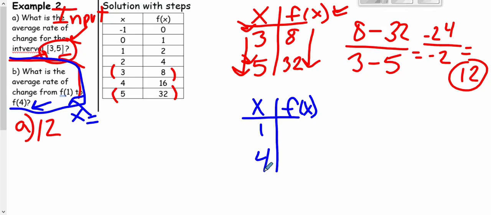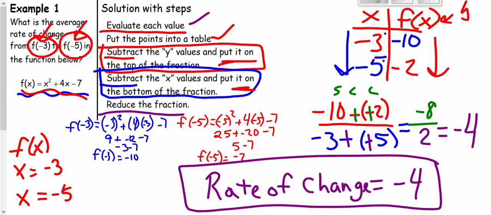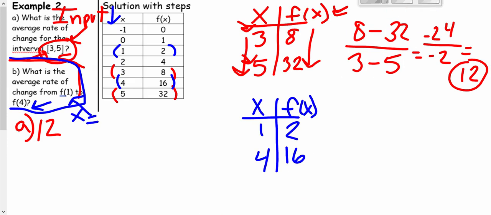So now we've got to go evaluate those. So remember, we're looking at the input values for 1 and 4. So here's my first one. Here's 1. So I'm going to put a 2. What am I going to put in the f of x column for 4? Well, here's 4, so the output value is 16. So, again, remember your steps. Subtract the y values, then subtract the x values.